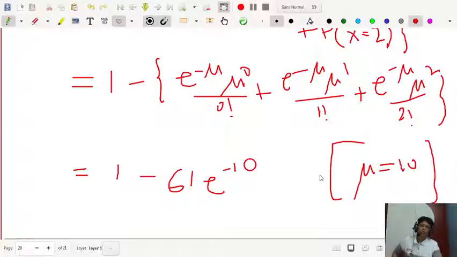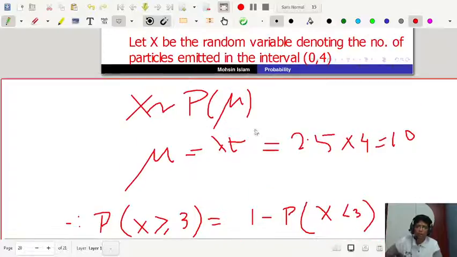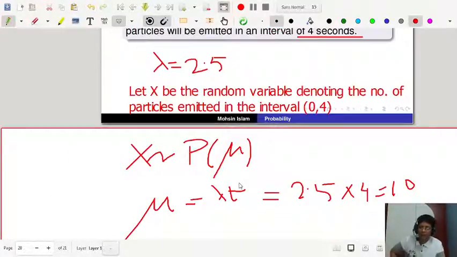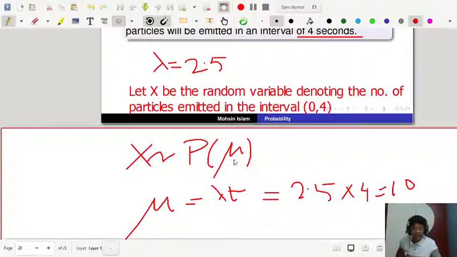So this is how you can deal with the problems of Poisson distribution. So in this lecture you have learned how to deal with the problems of binomial distribution, geometric distribution, and Poisson distribution. Also you have a concept of the stochastic process, and a stochastic process actually follows the Poisson distribution, and you have to define lambda. And last but not the least, in every problem you have to define X, the random variable.